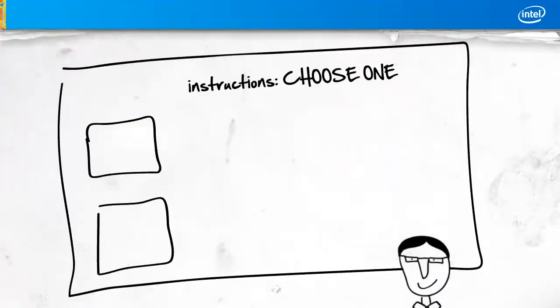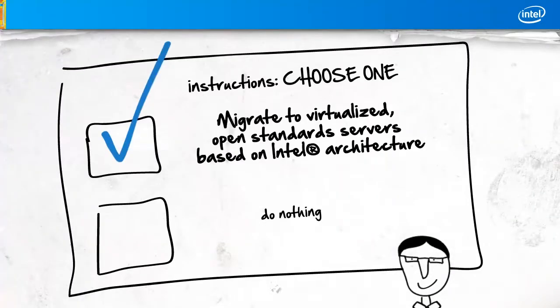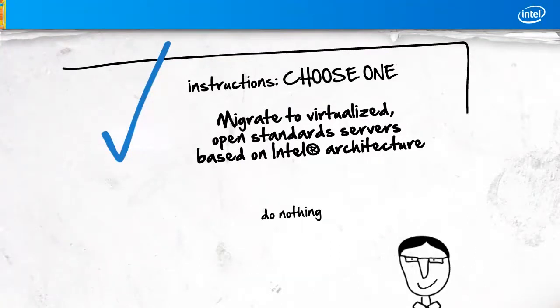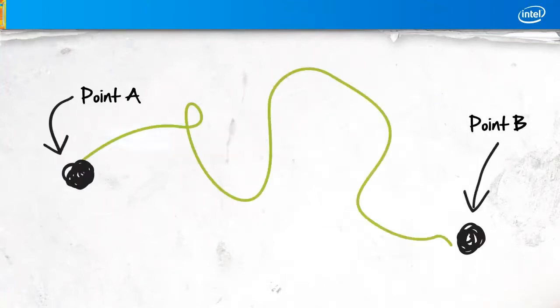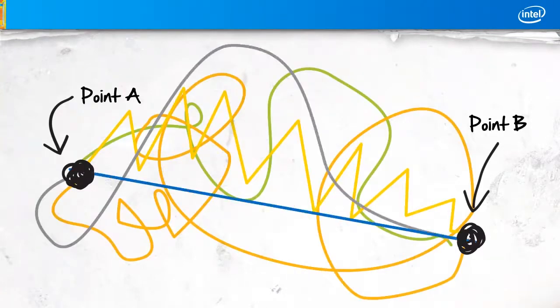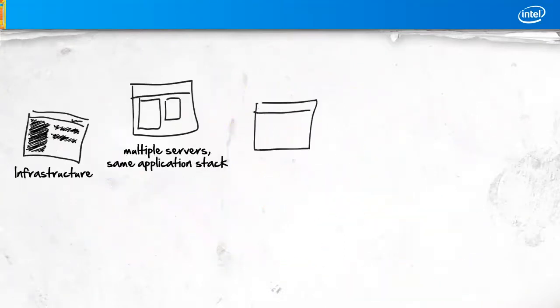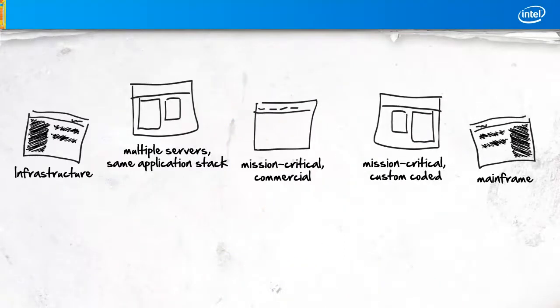Now that you've decided to migrate your critical applications from a traditional proprietary infrastructure to virtualized open standard servers based on Intel architecture, what's next? How do you go from point A to point B? We won't cover every detail, but the answer depends on the application environment you're migrating from.